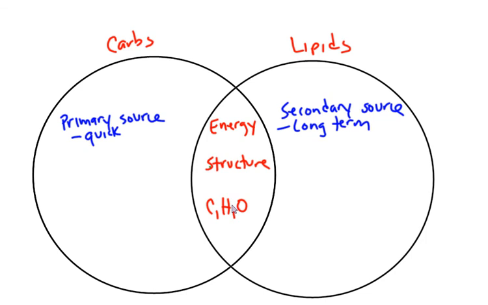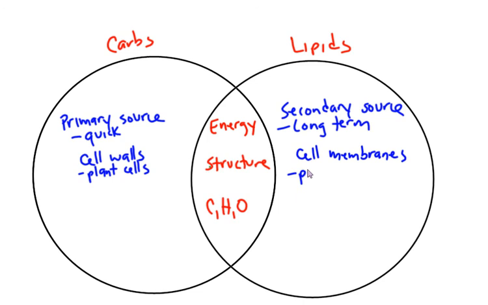From a structural standpoint, we have carbohydrates make up the cell walls of plant cells, whereas lipids make up the cell membrane. And this is going to be for plant and animal cells. So our barriers.